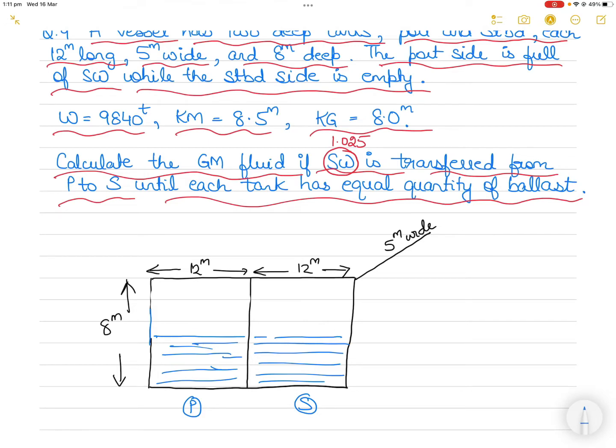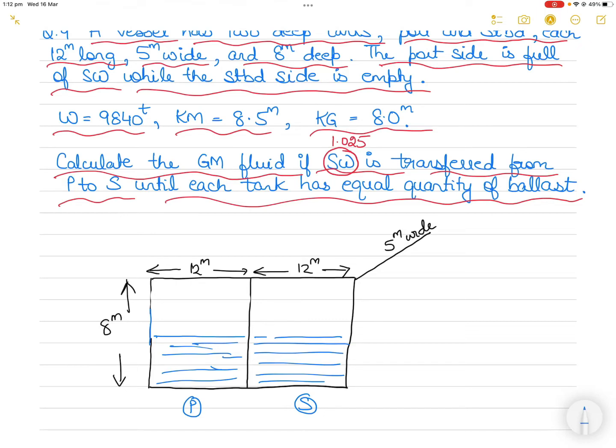Alright, so you have to understand now how the shift in the center of gravity of the shifted water has taken place. The water from port to starboard has been shifted. We'll calculate the amount and everything later on, but right now you have to understand what is the center of gravity of the shifted water. How will you calculate that? Let's understand this.